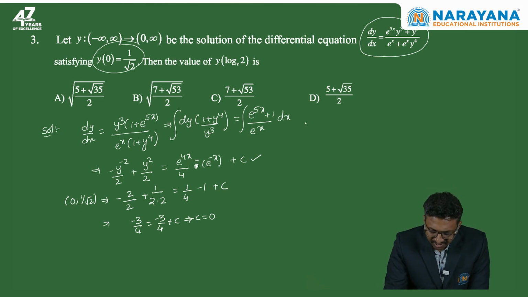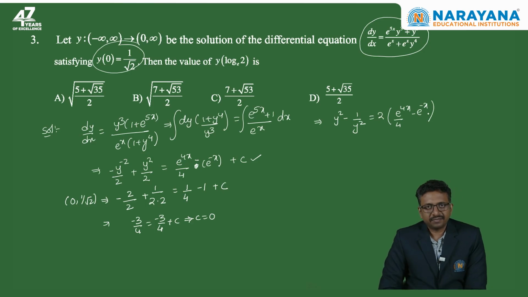So the integration constant is 0. So what is the equation? y square minus 1 by y square, I'll send 2 onto that side, is equal to 2 times e power 4x by 4 minus e power minus x.